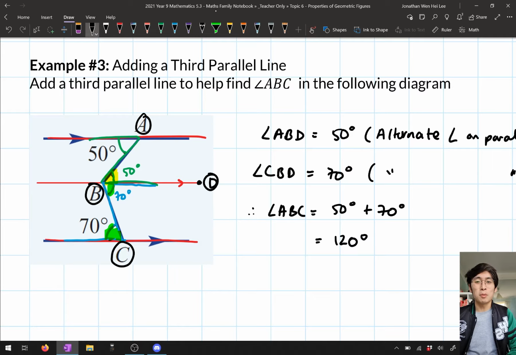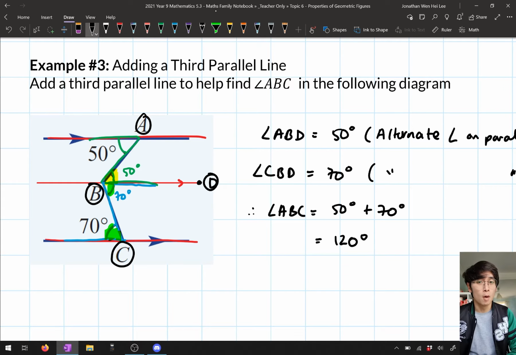So for these particular examples, what we need to do is introduce that third parallel line. And that third parallel line that goes through the missing angle will help us create a few more special angle relationships that we notice to help us find these missing angles.